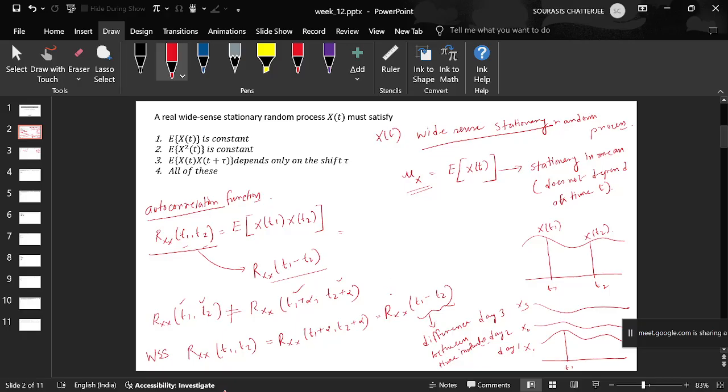And a corollary of this you can find: for example, consider what will happen for a WSS, wide sense stationary, random process when t1 is equal to t2. You can see this is nothing but the autocorrelation function evaluated at 0, and from the expression of the autocorrelation function, this is nothing but E[x(t) squared]. So what is this? This is the power of this random process, and by the definition of wide sense stationary, this should be constant.